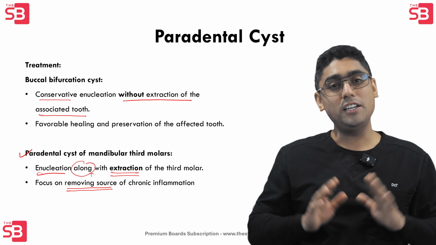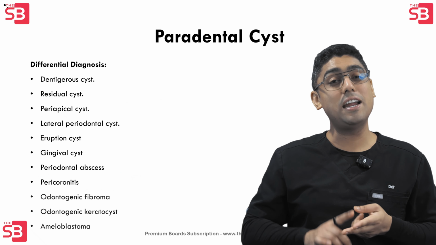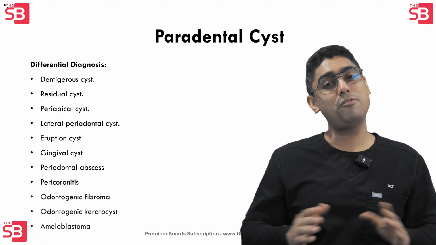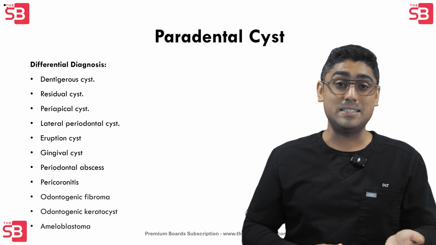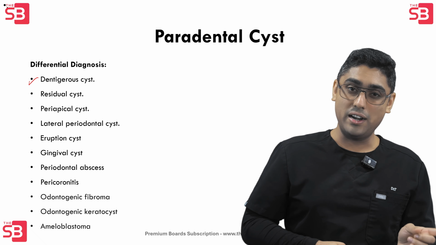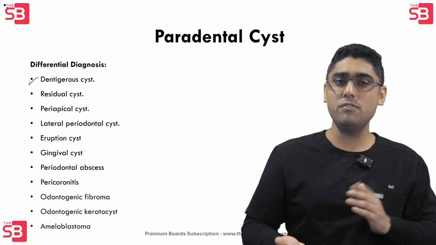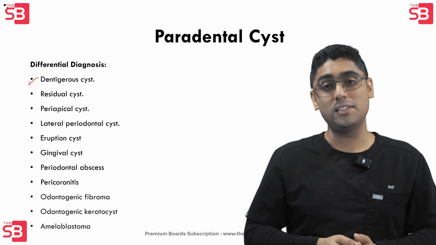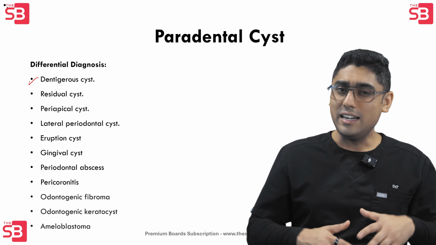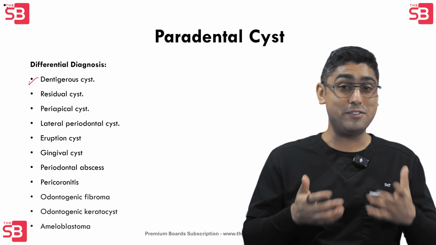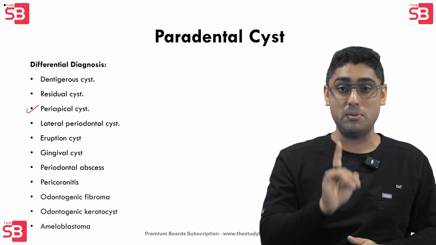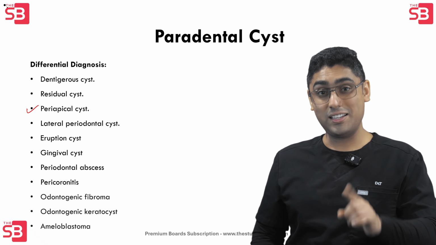Now let's move into the differential diagnosis. A paradental cyst and its pediatric counterpart, the buccal bifurcation cyst, need to be distinguished from a few other lesions that may look or present similarly. A dentigerous cyst wraps around the crown of an unerupted tooth, whereas the paradental or buccal bifurcation cyst is often found beside erupting or erupted molars. Then we have residual cyst, that is simply the leftover of a periapical or radicular cyst, and it lacks the history of pericoronitis or active eruption. Then we have periapical cyst that occurs at the apex of a non-vital tooth, but remember, the teeth involved in our cysts are vital here.